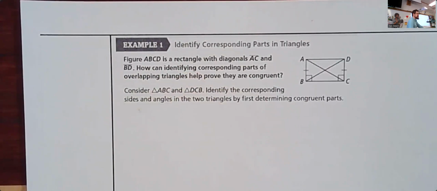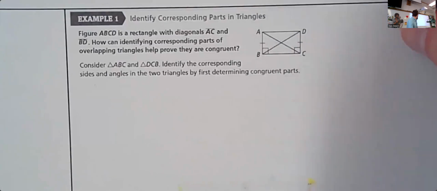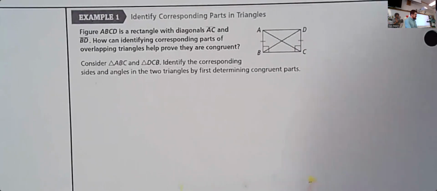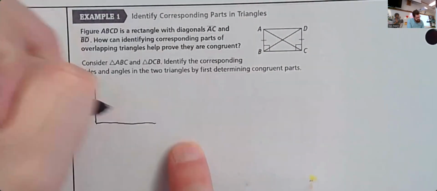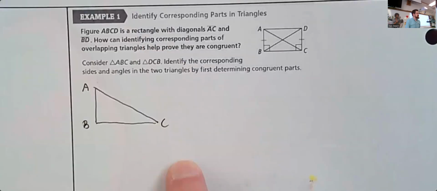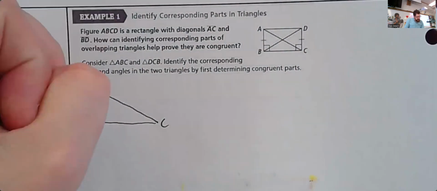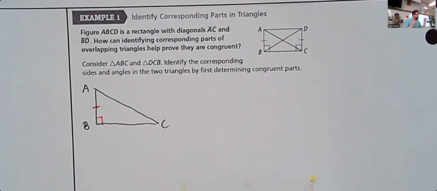Again, you had a problem just like this one on an assignment last week. It says consider triangle ABC and triangle DCB. So let's draw those separately. So ABC is this triangle right here. So here's A, here's B, here's C. And we have ourselves a right angle here, and we have a congruent length there.